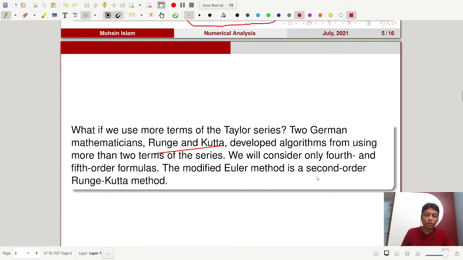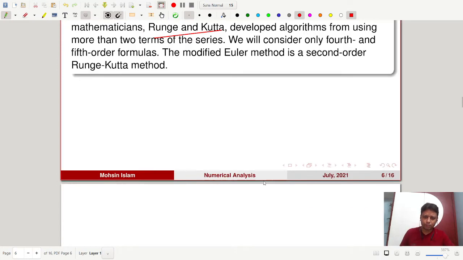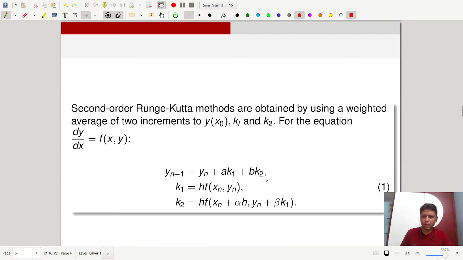We will consider only fourth and fifth order formulas. The modified Euler method is a second order Runge-Kutta method. Actually, modified Euler is a special case of the second order Runge-Kutta method, which we will see. So that is the introduction of this lecture today, that we are talking about Runge-Kutta's second order method and fourth order method. Let's come to the process.